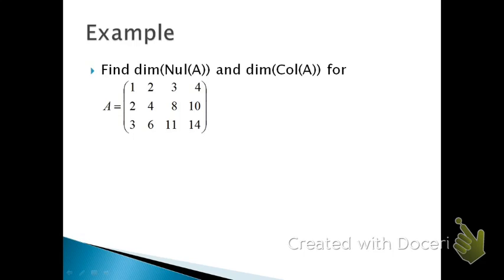So, for your reading assignment, I would like for you to define dimension, as well as define the dimensions of null of A and the dimensions of column of A. So define dimension, define dimensions of null of A and the dimensions of column of A, and then I would like for you to find it for this matrix A.